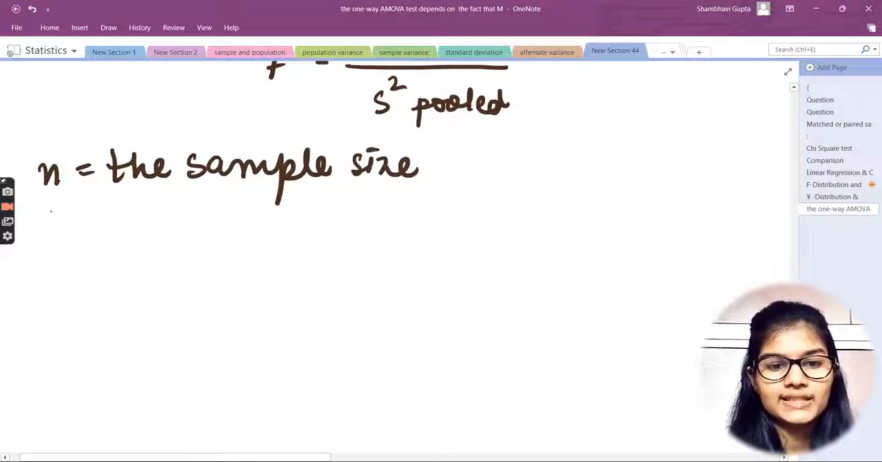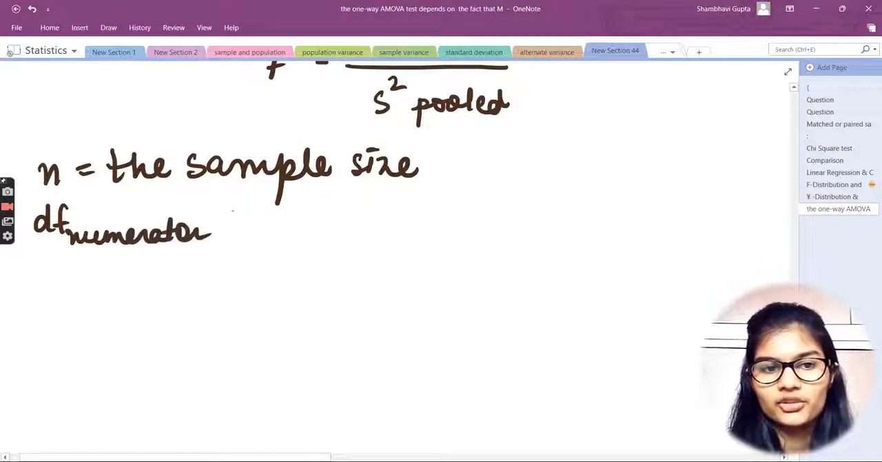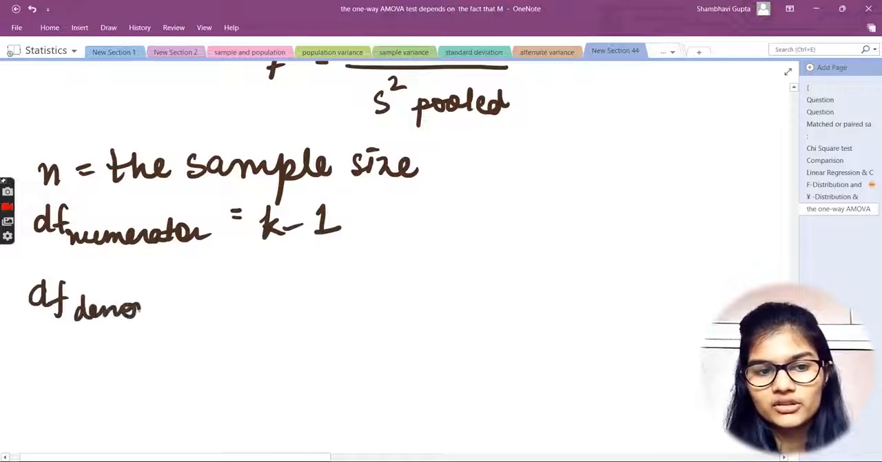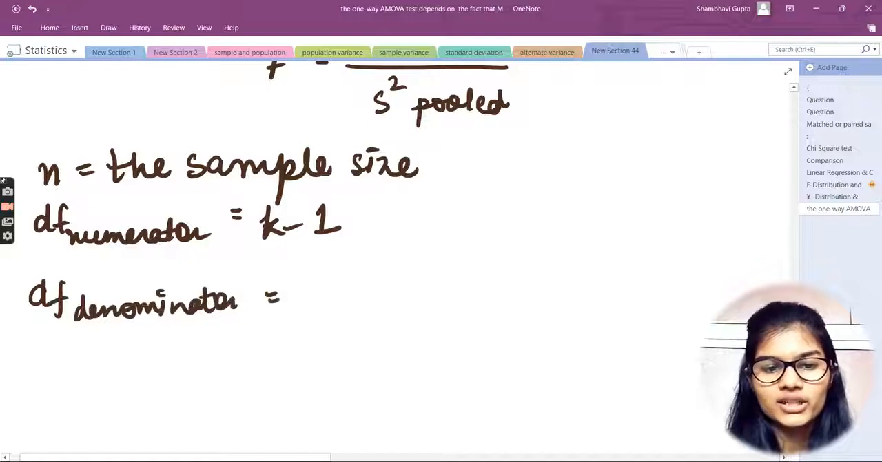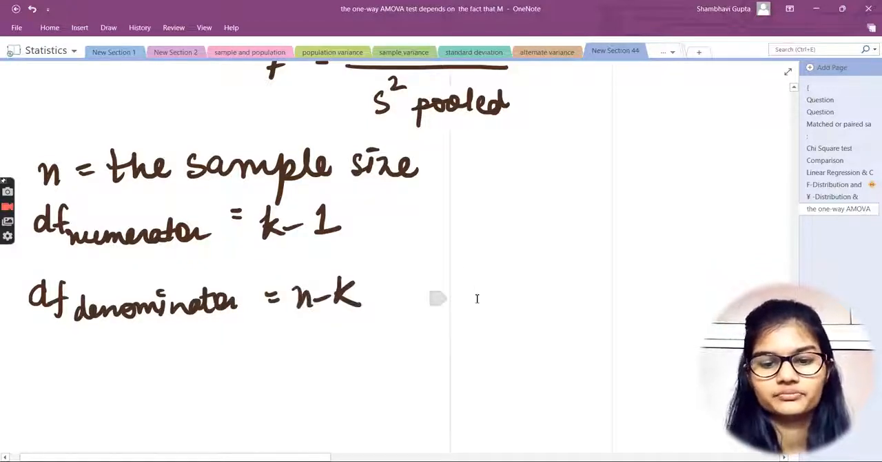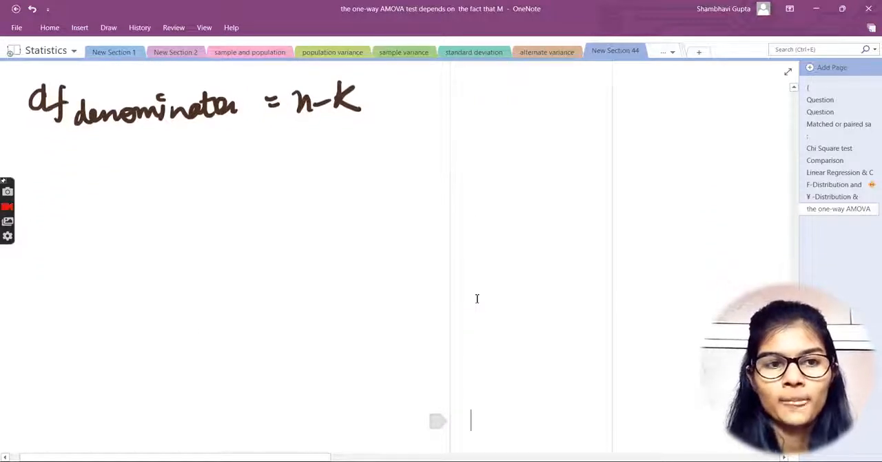Secondly, we have DF numerator. What is that? That is equal to K minus 1. Then we have DF denominator. What is that? That is equal to N minus K.